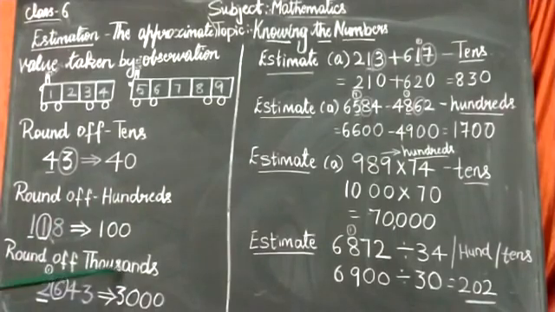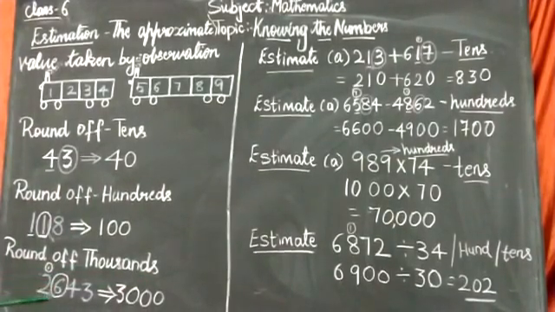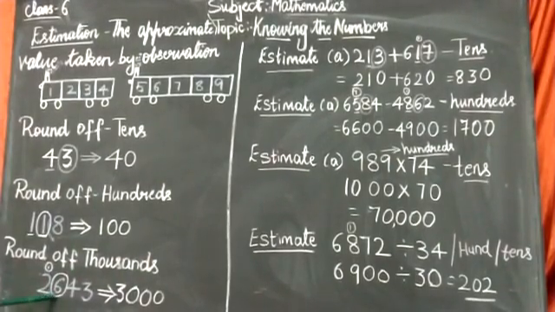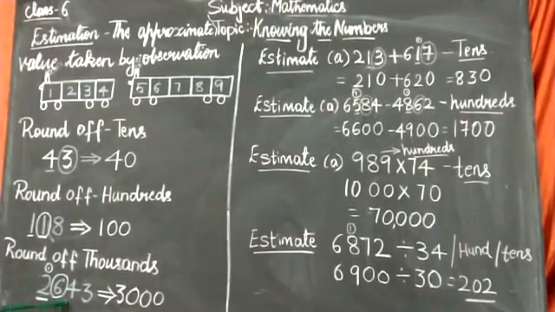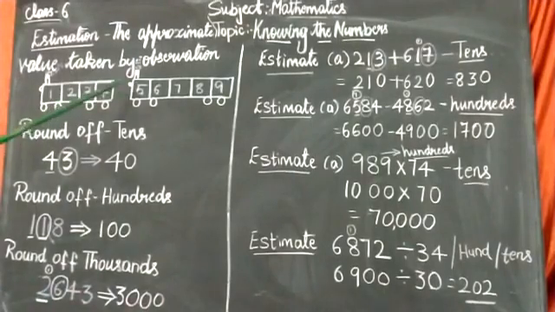Now rounding off to thousands place. Which place do we take into consideration? One place before 1000, that is we are taking the hundreds place into consideration. So 3 we will write the same thing, 0, 4, 0.